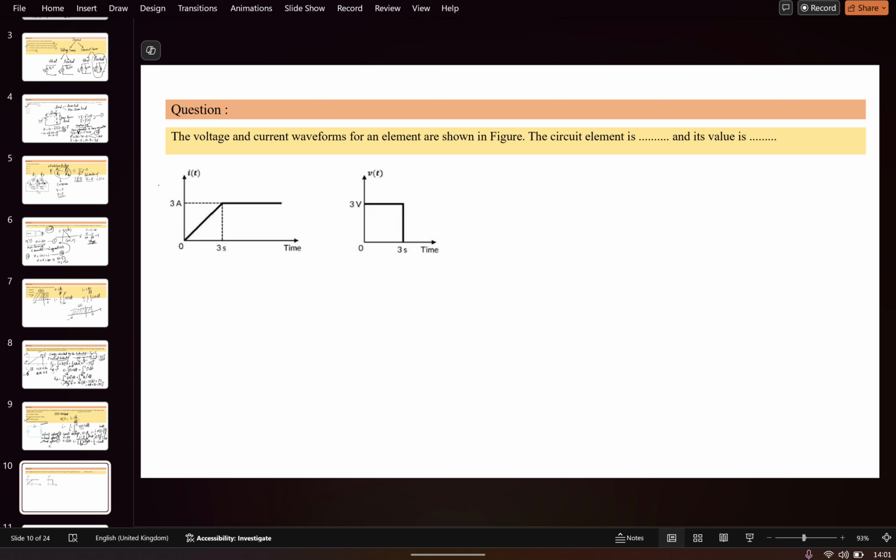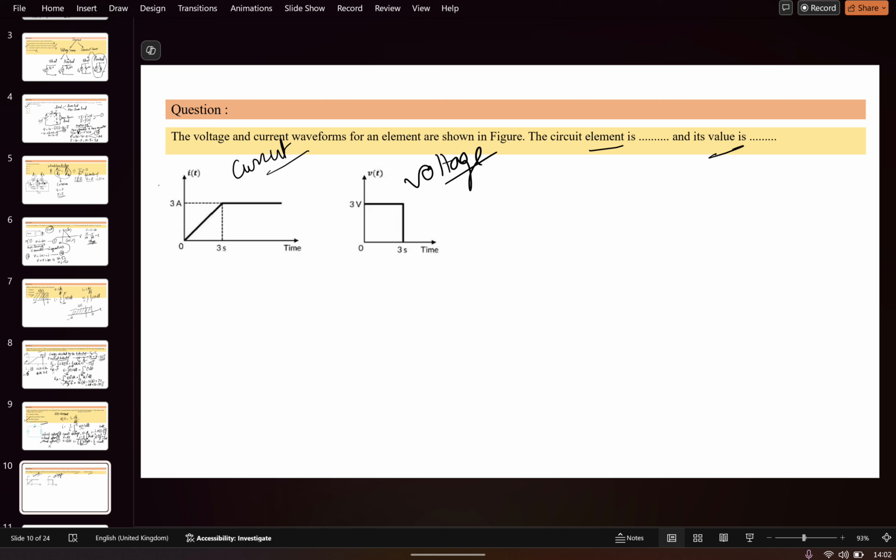Okay, let me give the solution for this question. What is being asked in this? The voltage and current waveforms are given. So this is the current waveform which is given, and this is the voltage waveform. In this question, what is being asked? What is the circuit element and what is its value?